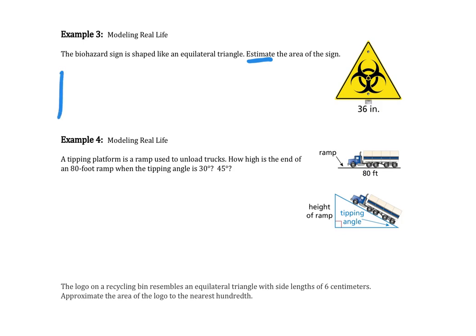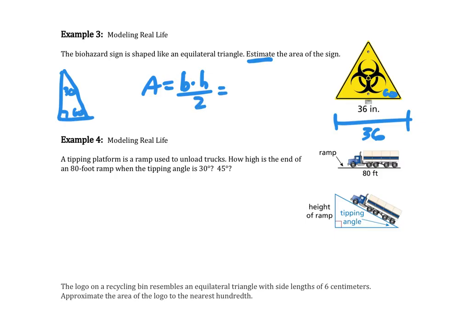If you wanted to, you could draw the triangle out here. This angle down here is 60. So this would be 60, 90, and a 30. Okay, here's where you got to be careful. The base is 36. So we're going to do base times height divided by 2 because it's a triangle. My base is 36. We don't know the height.